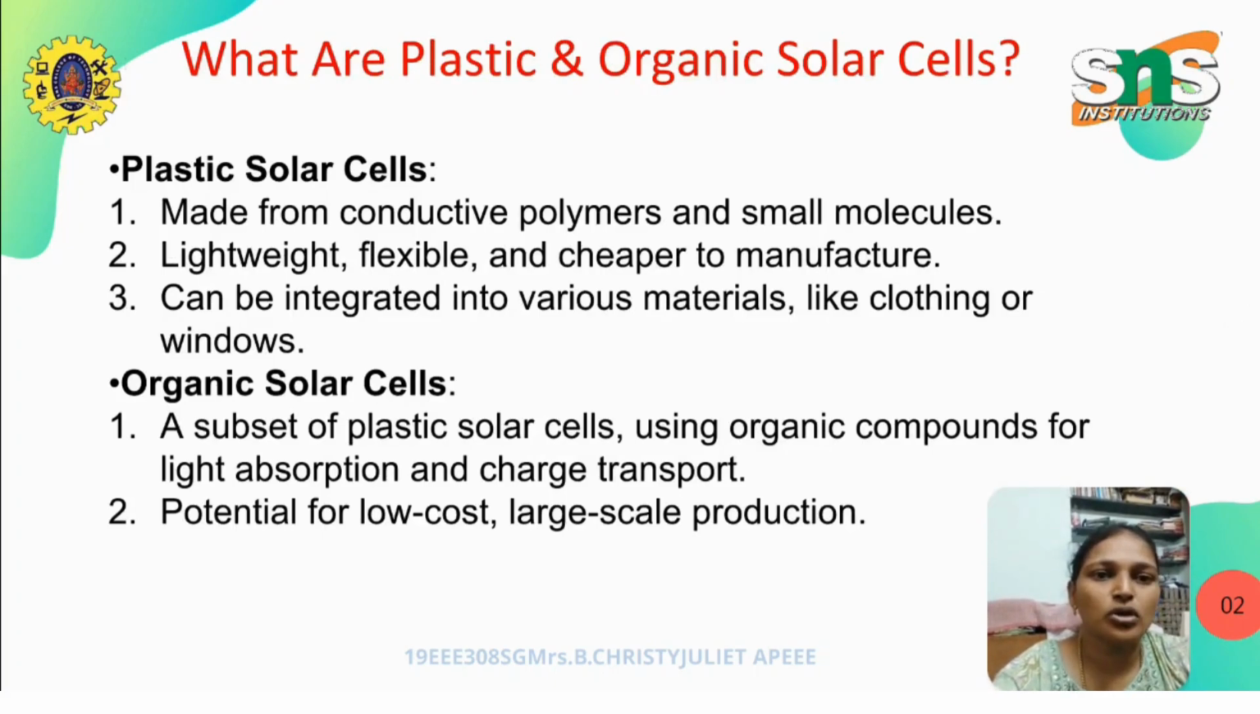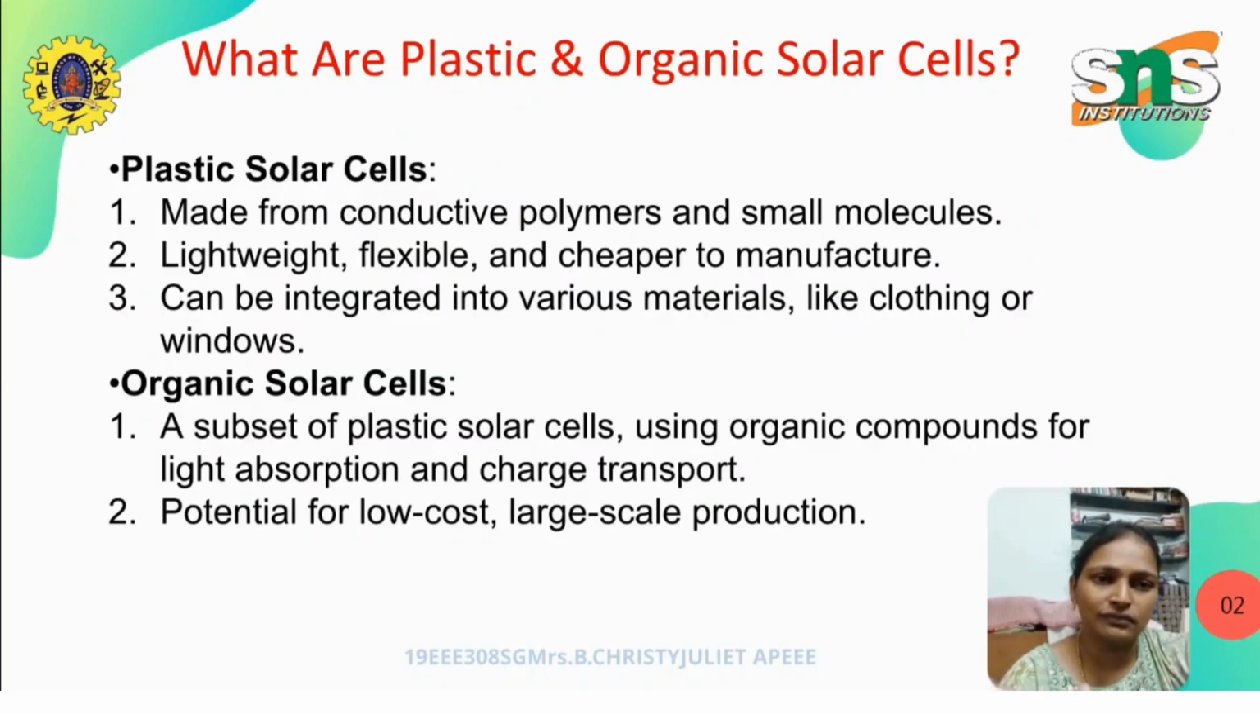Now let's see plastic and organic solar cells. What are plastic solar cells? They are made of conductive polymers and small molecules. They are very lightweight, flexible and cheaper to manufacture, unlike conventional solar cells, which are not flexible and cost more, and whose manufacturing process is a bit costlier. These plastic solar cells are highly flexible. We can take them everywhere. They are very compact, and they can be fixed to any sort of structure or platform.